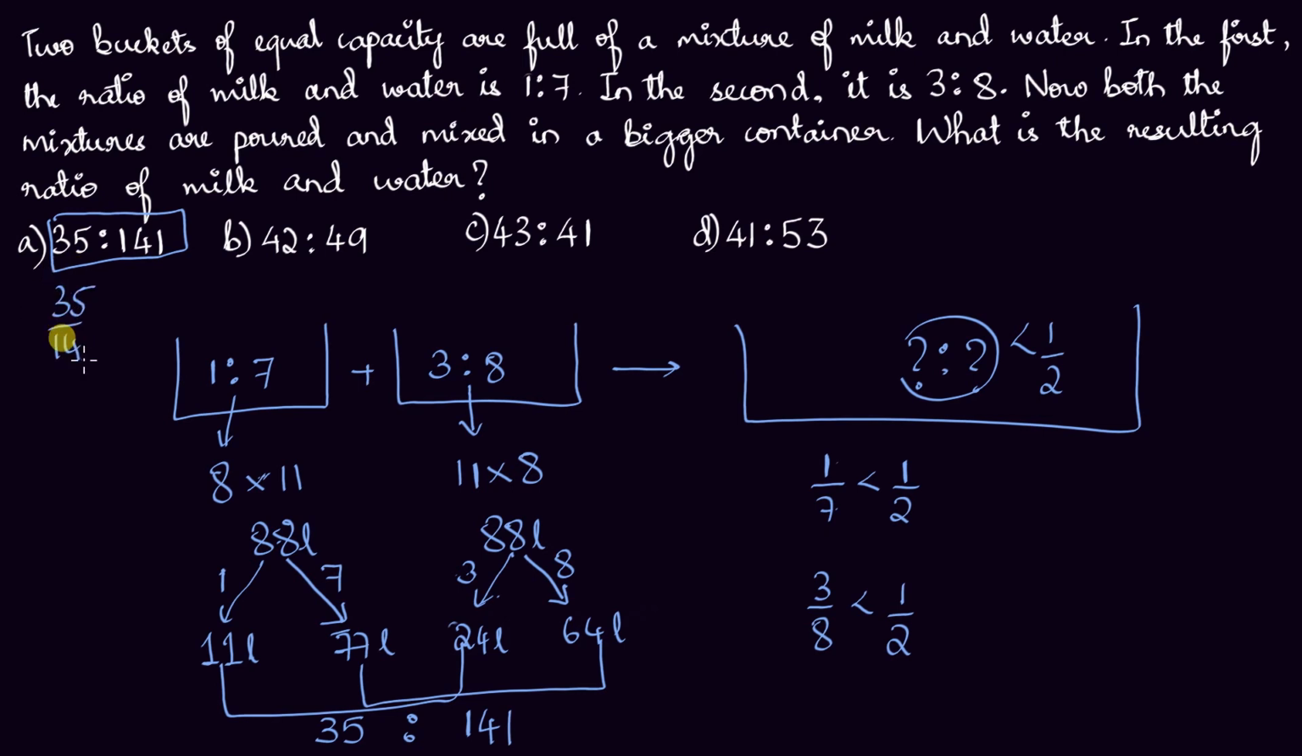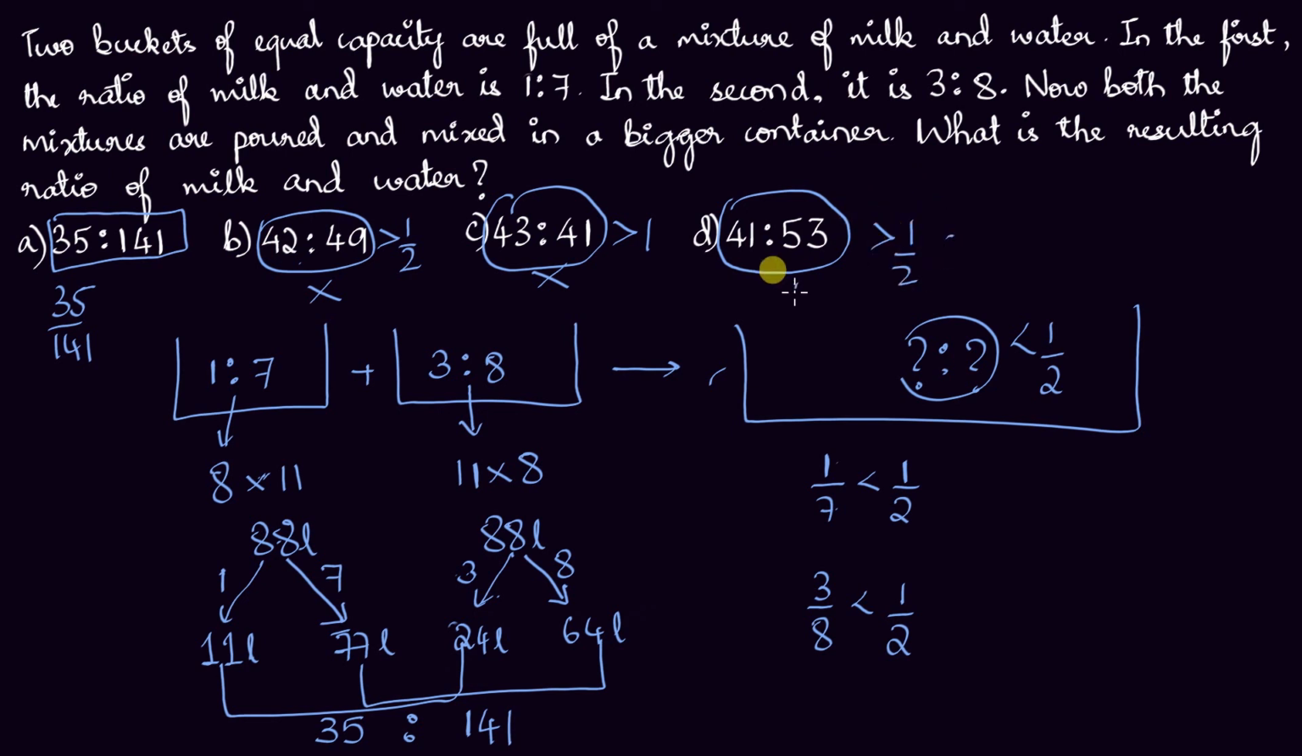35:141, 35 by 141 is definitely less than half, so yeah, that's there. 42/49, this is greater than half, so probably not our answer. 43:41, it's definitely greater than 1 itself, so of course it's greater than half, so not our answer. 41:53 is again greater than half, so that is also not our answer.